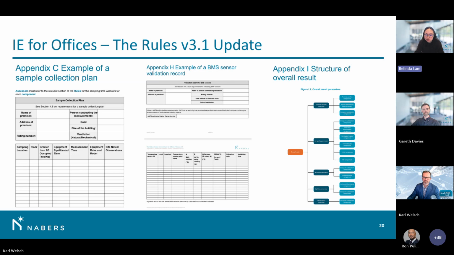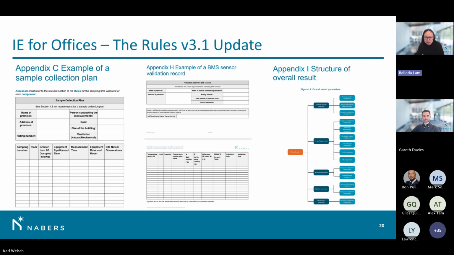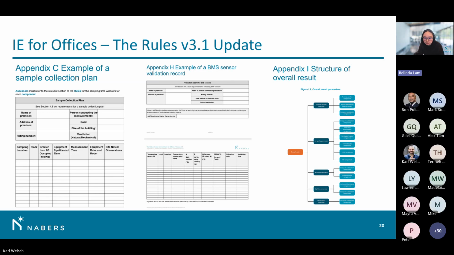Then there's also two new appendices. There's Appendix H, which is an example of a validation report for BMS sensors, and the second demonstrates the hierarchy between overall result, parameters, and components. Note that both examples are intended to be used as a guidance for audit documentation. However, you're welcome to make your own custom version based on what we've provided.